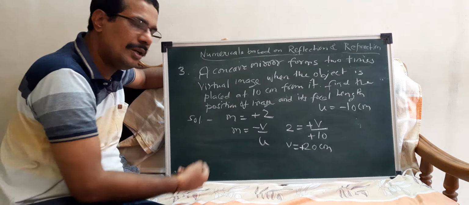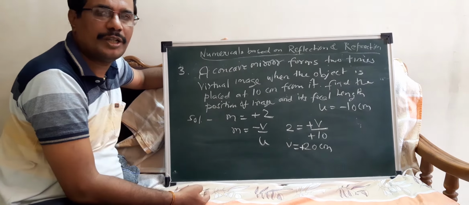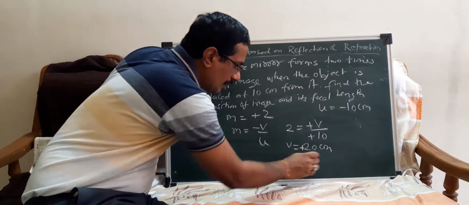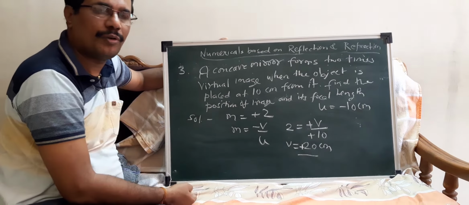Then only v will be positive here. So in a concave mirror, on the right side, a virtual image is always formed. So you got the image position as plus 20 centimeter. Now calculate the focal length.